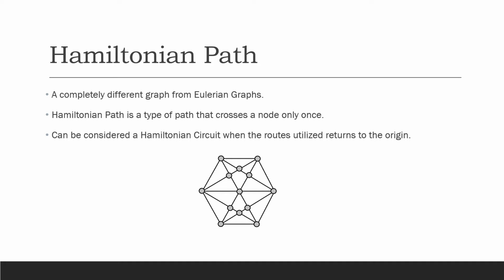Hamiltonian path. Hamiltonian path is a different type of path compared to Eulerian path. Hamiltonian path is a type of path that crosses a node only once. It is only considered a Hamiltonian circuit when the route returns to the origin.